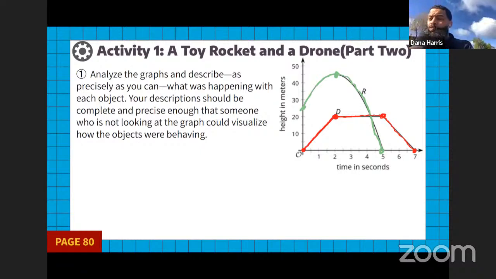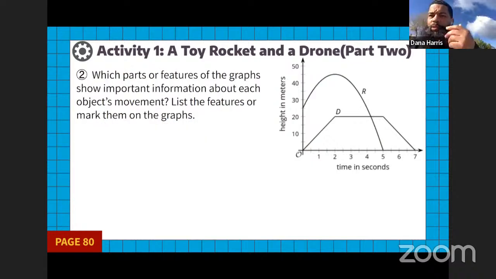So we can tell that the drone was in the sky for 7 seconds. The rocket was in the sky for 5 seconds. So this is activity 1. These are different key features of the graph. Now, when I look at these key features, I kind of talked about them there, but we'll go on to part 2.